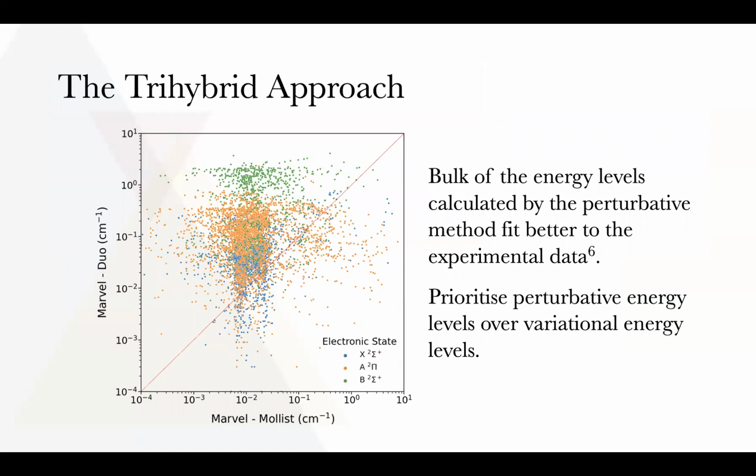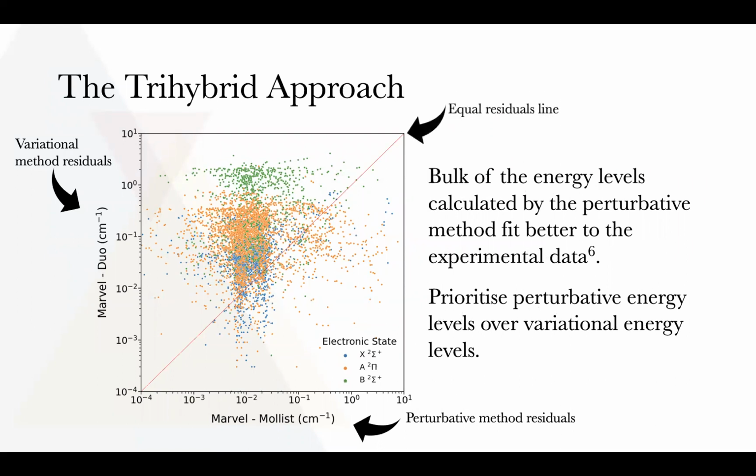What we have to think about with our trihybrid approach is which of the two theoretical approaches, perturbative and variational, will have better energy levels. What we can look at is the residual between our variational method and our experimental method, and our perturbative method and our experimental method, to see which has a lower uncertainty. And we can see from this plot for CN that our perturbative methodology gives us a lower uncertainty for our energy levels. So here we prioritize our perturbative energy levels over our variational energy levels.